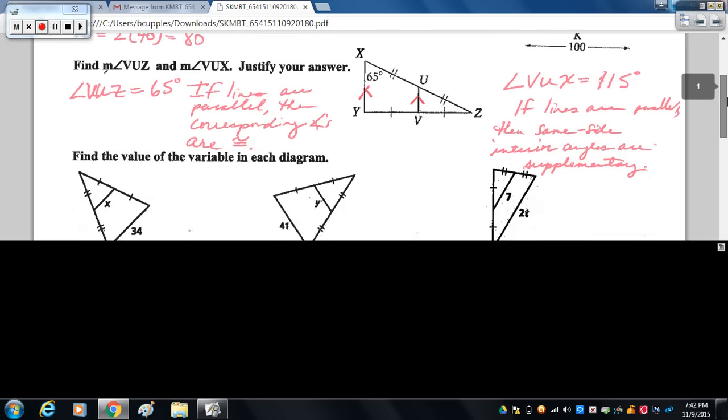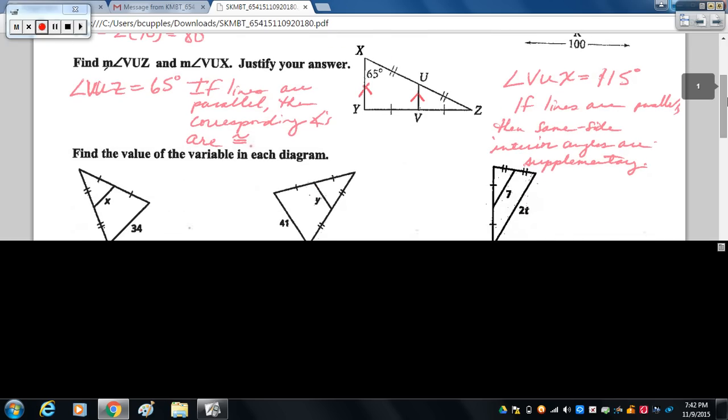Okay? Now, the other thing I want to make sure we remember, or I remind you, is this. When lines are parallel, there's relationships of angles that we need to remember. So here we have angle VUZ. That angle measurement right there is going to be equal to this angle measurement at X. So we have two angles that are corresponding angles to each other, and when lines are parallel, they're congruent.